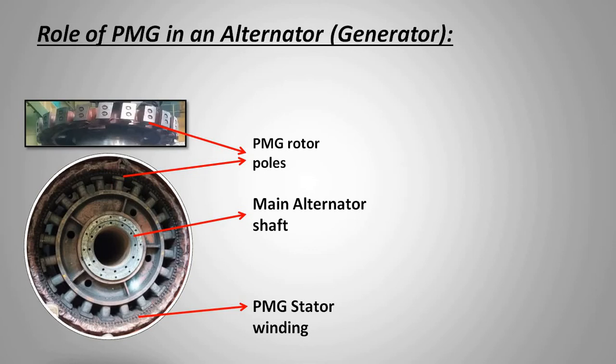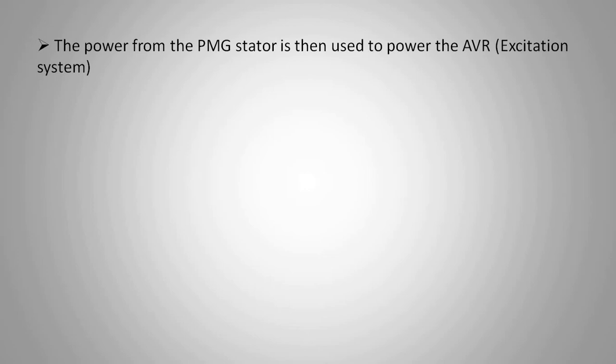So how will this permanent magnet voltage be used, or how is the power produced by the PMG used? That is the role of the permanent magnet generator in a power generating station. If you see here, the power from the permanent magnet generator stator is used to power the AVR. The AVR is the main part of the excitation system. AVR means automatic voltage regulation.